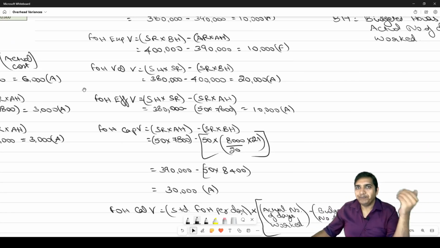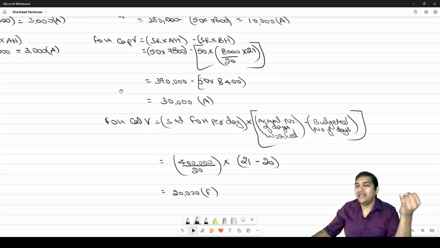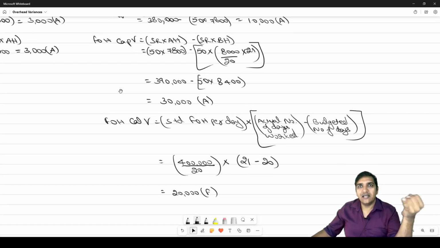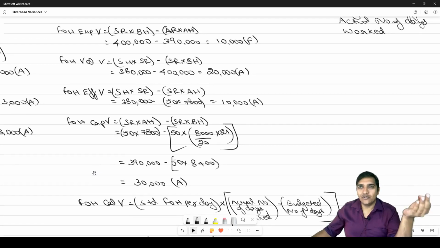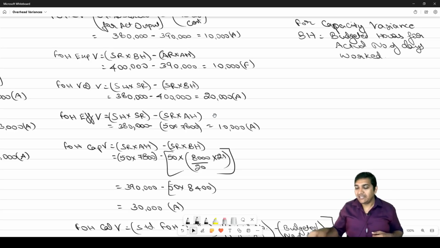Next, coming to volume. Volume is a combination of my efficiency, my calendar, and my capacity. If we add these three, we should get our volume variance. Do we get that? What is my efficiency? 10,000 adverse. What is my capacity? 30,000 adverse. If we add these two, we get 40,000 adverse. Then we have to add the calendar. How much is the calendar? 20,000 favorable. So 40,000 adverse plus 20,000 favorable, we get 20,000 adverse. Does it match with my volume? It is matching, right? So this ends our problem.